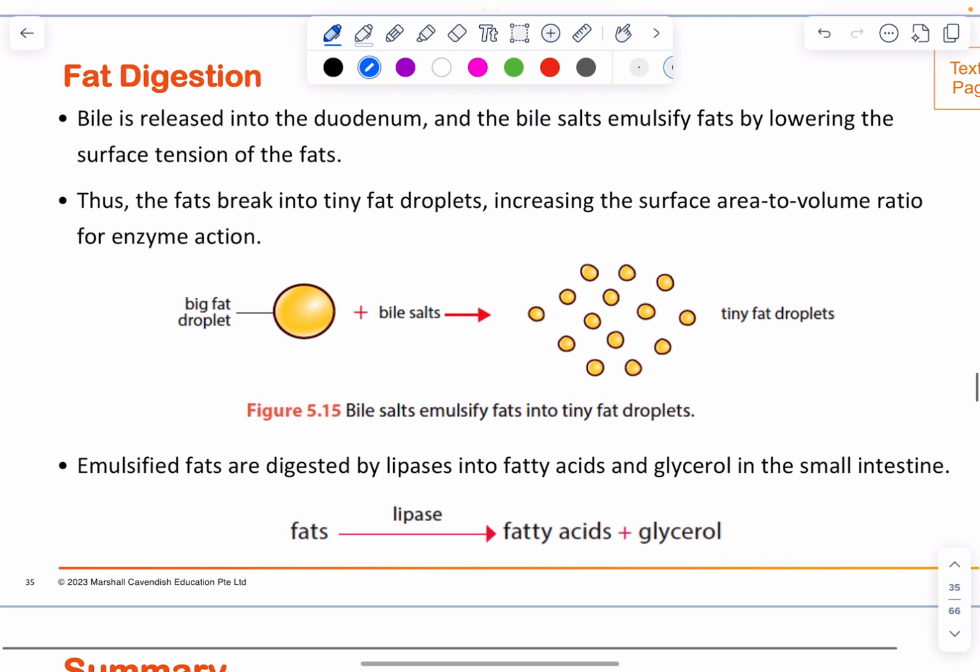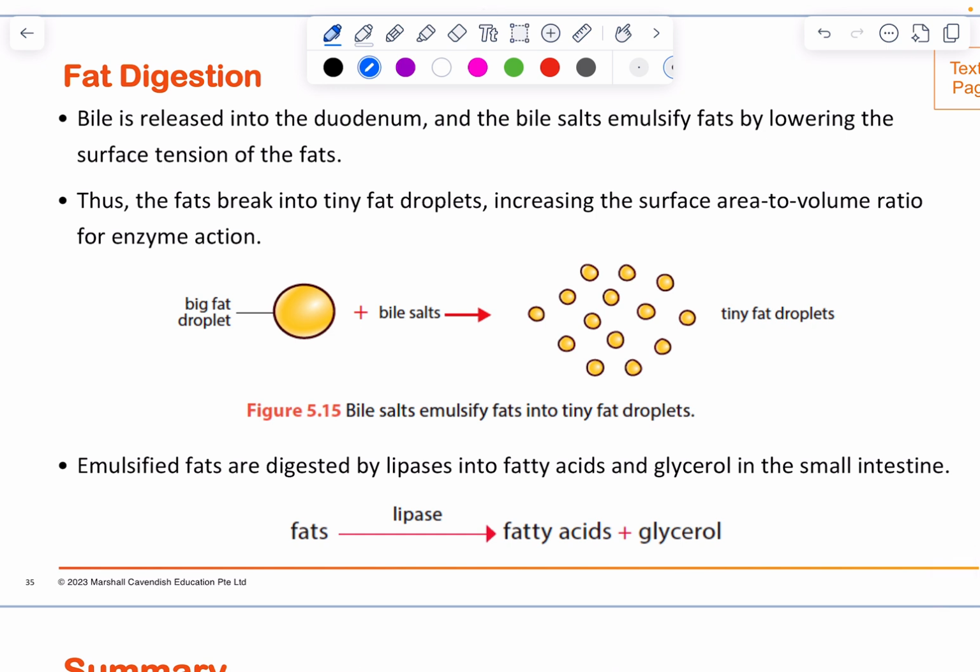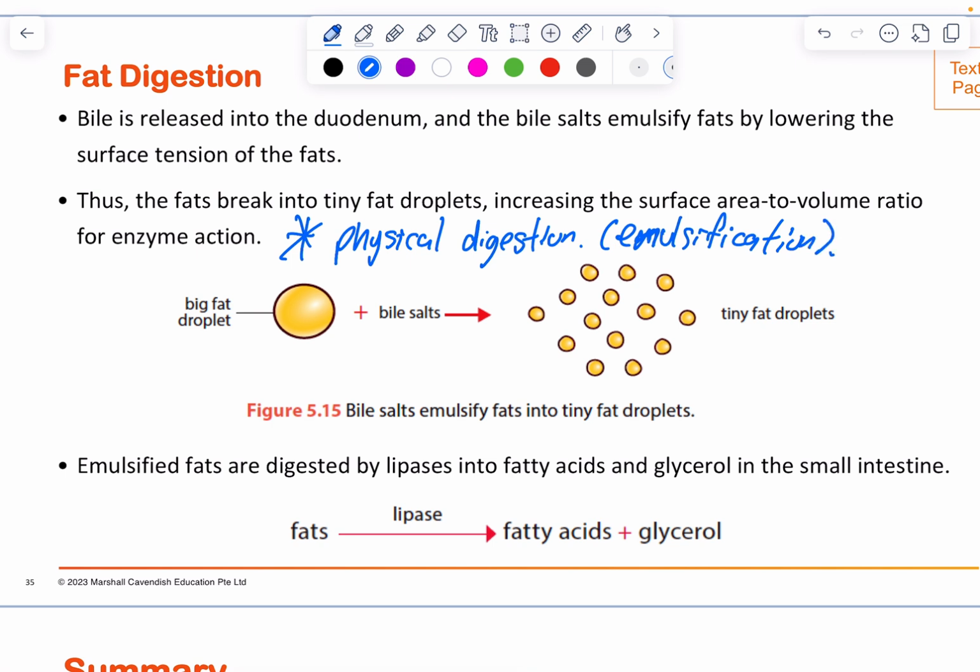Then lastly, for fat digestion, do take note that the breaking up of big fat droplets by bile salt is actually a physical digestion, not a chemical digestion. This process is what we call emulsification. I would strongly advise you to use the word emulsification rather than the word digestion, so that you will not be confused about whether it is digestion or not.